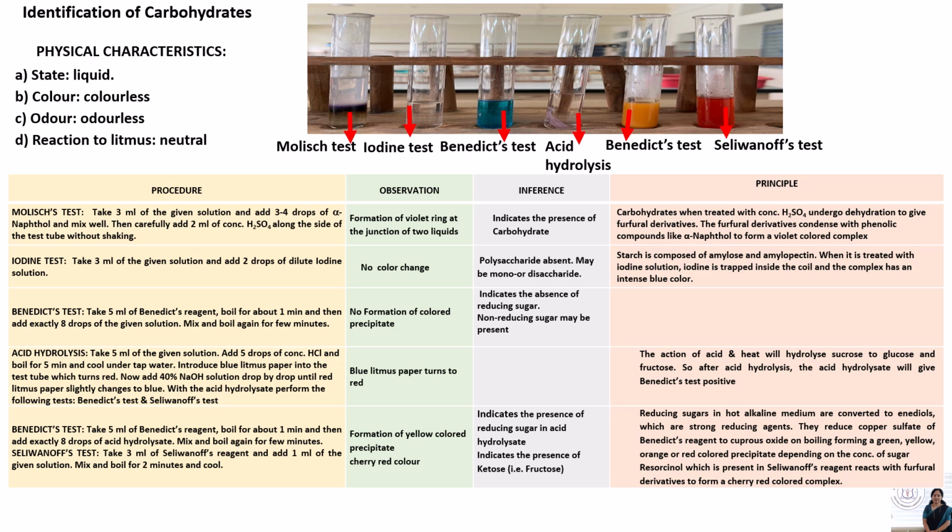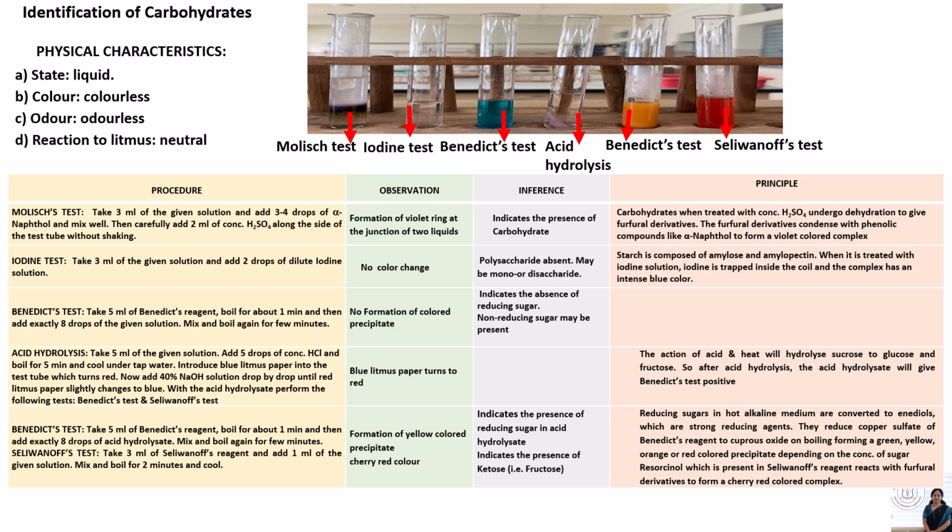form a violet colored complex. Next, we have to find out whether this carbohydrate is a monosaccharide, disaccharide, or a polysaccharide. So we have to do the iodine test. For this sample, there is no color change, so it indicates polysaccharide absence, so it may be a mono or disaccharide. The next test we need to do is Benedict's test. This test is done to identify the presence of reducing sugar. For this sample, there will be no formation of colored precipitate, so it indicates the absence of reducing sugar, so non-reducing sugar may be present.